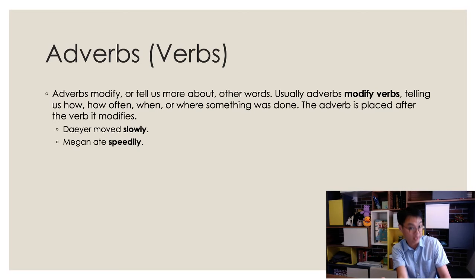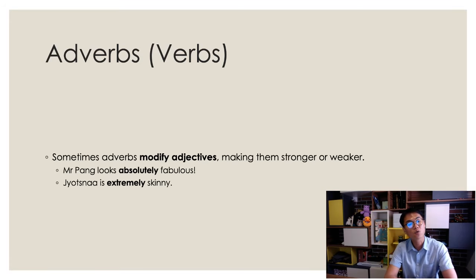So the word slowly describes the action of moving. It does not describe Daya. Right? So be very careful. Adverbs do not describe nouns. They describe verbs. All right? And other adjectives and other adverbs, but that will come later. Okay? Megan ate speedily. So how did she eat? She ate speedily. How did he move? He moved slowly. Adverbs primarily tell you more about how a verb is carried out or how an action is carried out. Okay? Secondarily, they also can describe adjectives. So while adverbs don't directly describe a noun, they do describe adjectives, and adjectives describe nouns. So indirectly, adverbs do interact with nouns as well, but through adjectives.